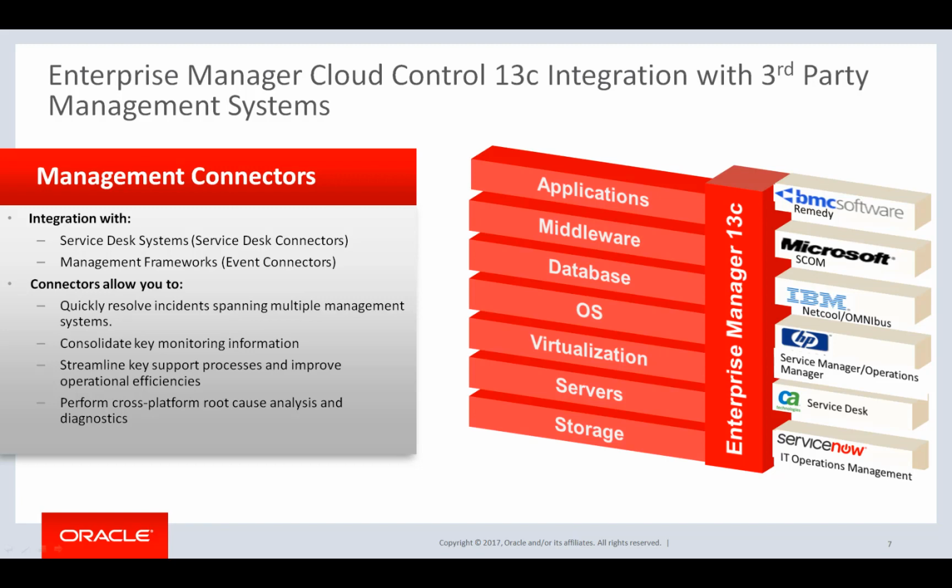So what does an EM connector allow you to do? In essence, it allows you to forward the events and incidents detected by Enterprise Manager to an outside events management or service desk system. It is via this fashion that the connector allows you to see incidents and monitoring information spanning across multiple systems in one location. Support processes are streamlined because there is one help desk system to triage. Last but not least, having all the relevant information in one place allows you to conduct cross-platform root cause analysis and diagnosis in a more efficient manner.